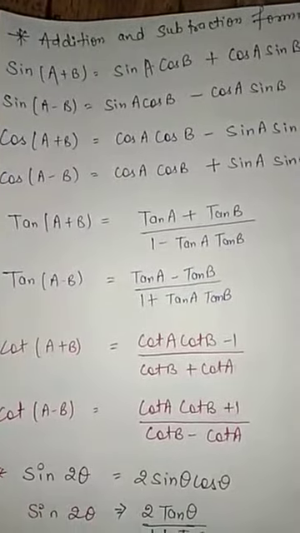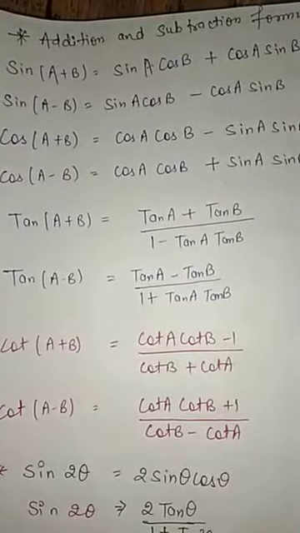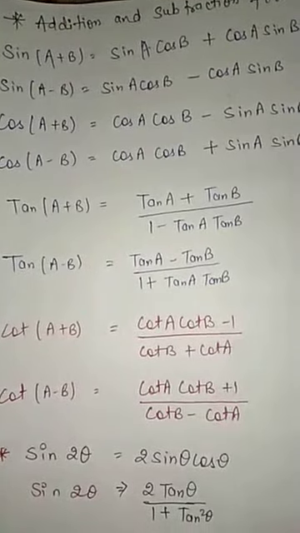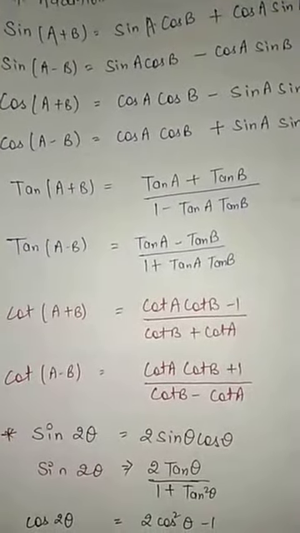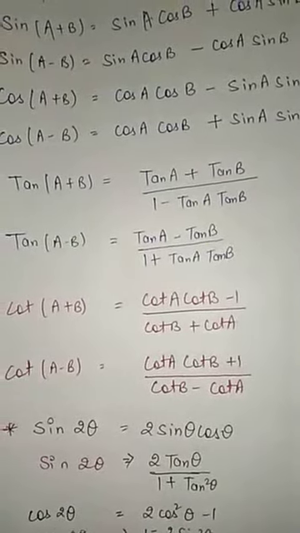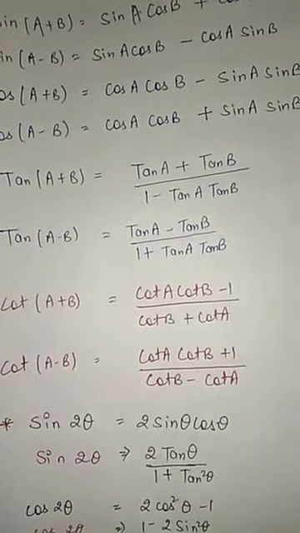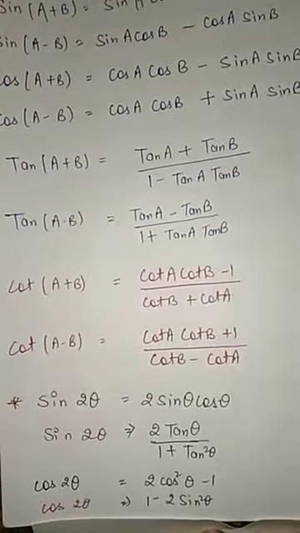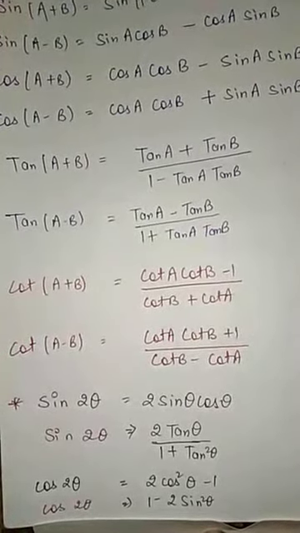Tan A plus B is tan A plus tan B upon 1 minus tan A tan B. Tan A minus B is tan A minus tan B upon 1 plus tan A tan B. Cot A plus B is cot A cot B minus 1 upon cot B plus cot A. Cot A minus B is cot A cot B plus 1 upon cot B minus cot A. And sin 2 theta is 2 sin theta cos theta.